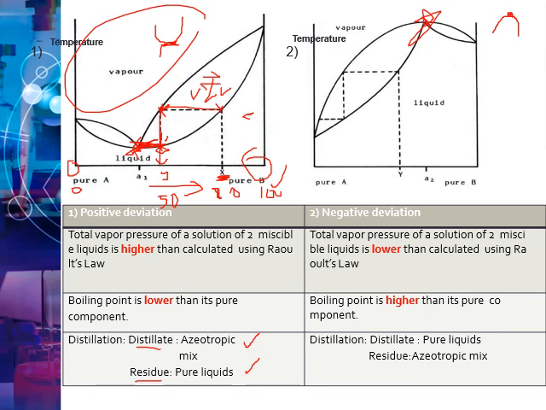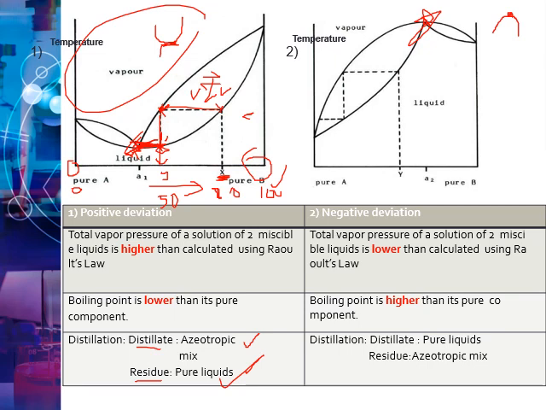So our distillate here is azeotropic mixture because it's near to this dot, and then our residue must be the pure liquid. Okay, there's only two things that will come out, either azeotropic or pure liquid. So our pure liquid, who is our pure liquid? Pure liquid is pure liquid of A or B.